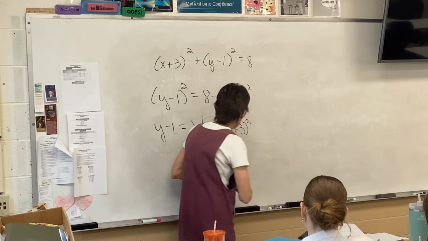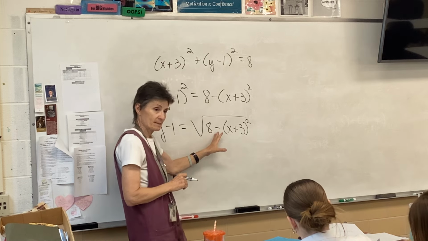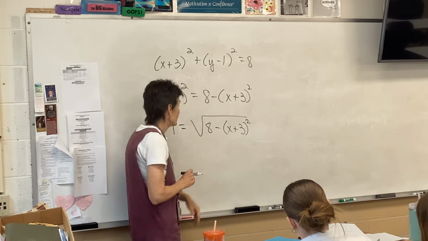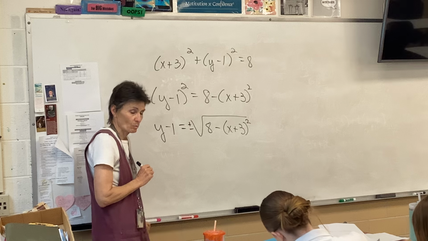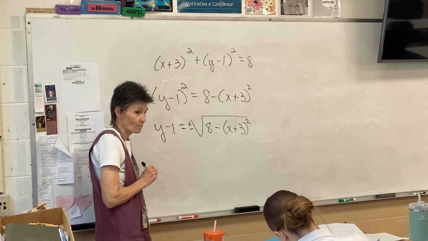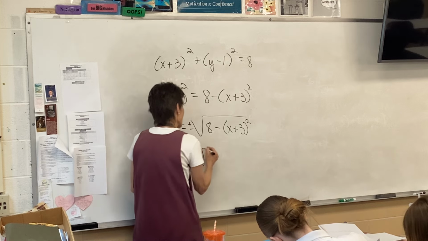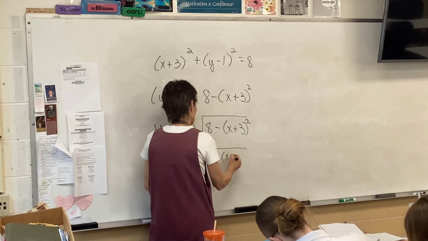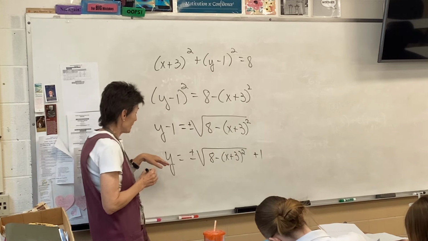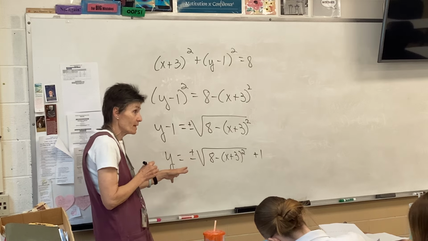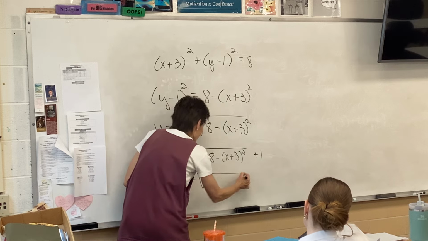I mean, you could FOIL this out and there'd be some collecting like terms and stuff, but you're not going to be able to simplify that radical. And when you square rooted, you have to have plus or minus. Always, always, always, right? Now let's add the 1 over, and the 1's going to stay outside the radical. Now this is 2 equations. Would you agree with that? It's the positive one and it's the negative one.